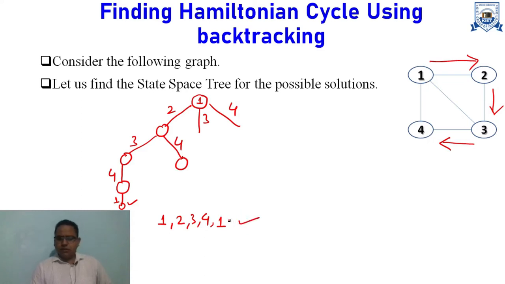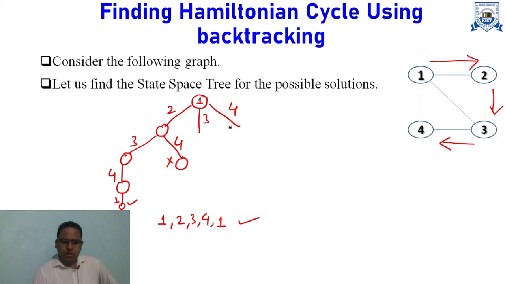Let's see if any other solutions exist for this given graph. Again, from 2 to 4, is there any path? No, there is no path from 2 to 4. You can see in the graph. That means this is our bounding condition, so we can neglect this. We will remove this.